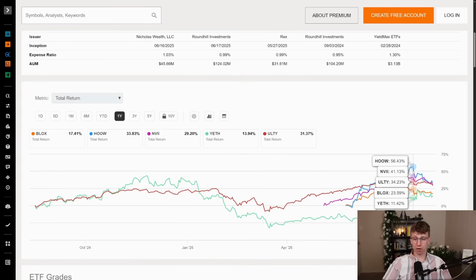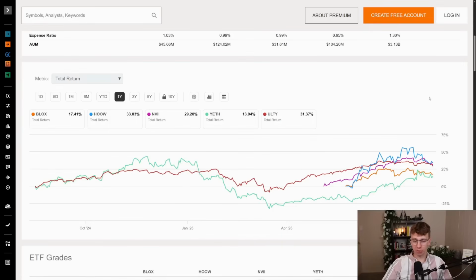During this downtrend, we actually see most of them dropping. YETH went up another 2%. Blocks went down. ULTY stayed kind of the same, and NVII did drop about 8%. So important things to know with all of those.